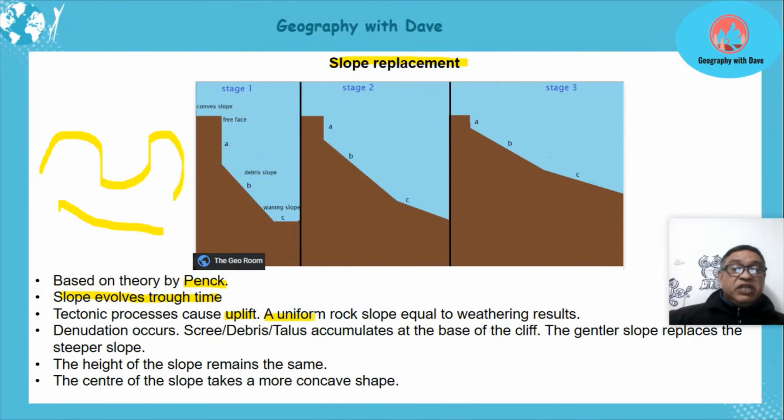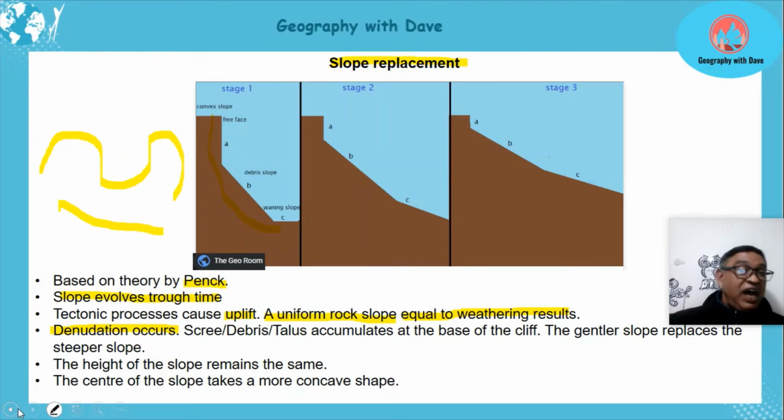He based it that a uniform rock structure, uniform rock slope equal to weathering results. This is his theory, that this whole thing is uniform, it's equal to weathering. All right. Then he says denudation occurs. That means there's wearing away of the surface.